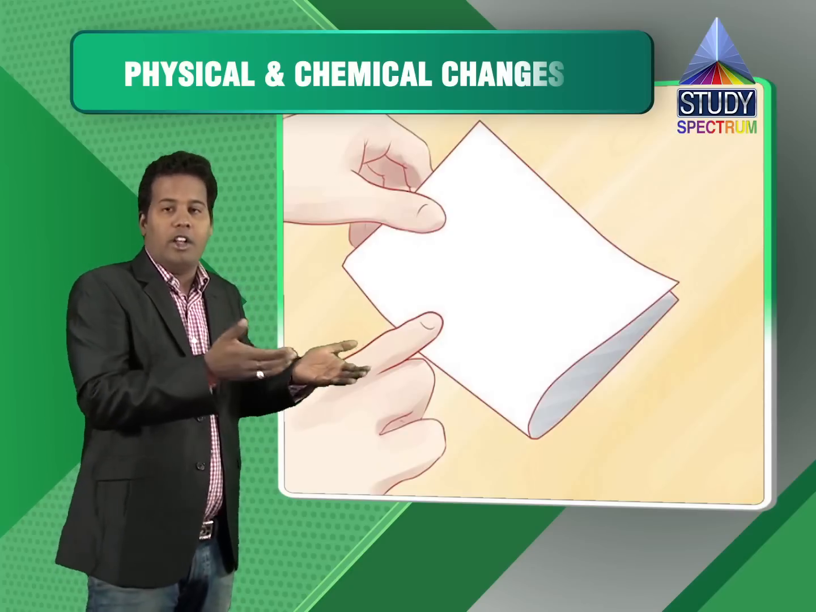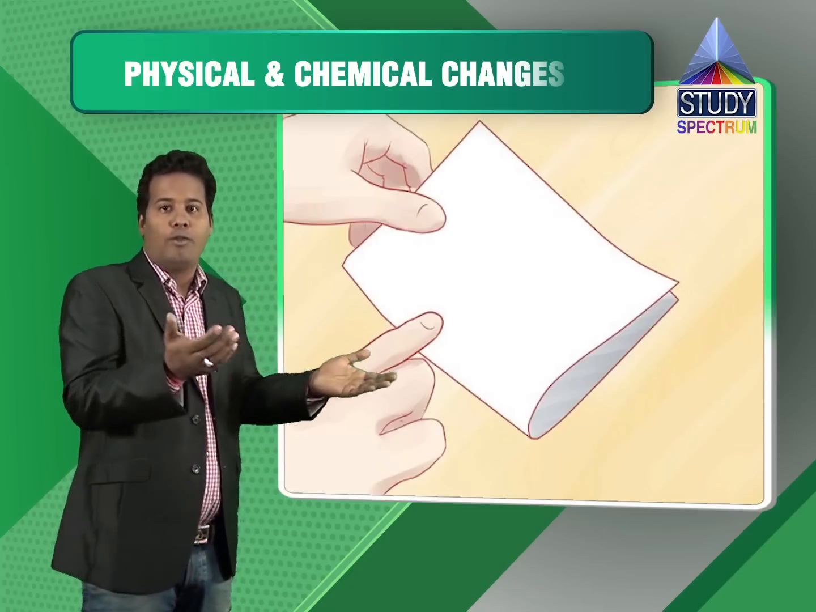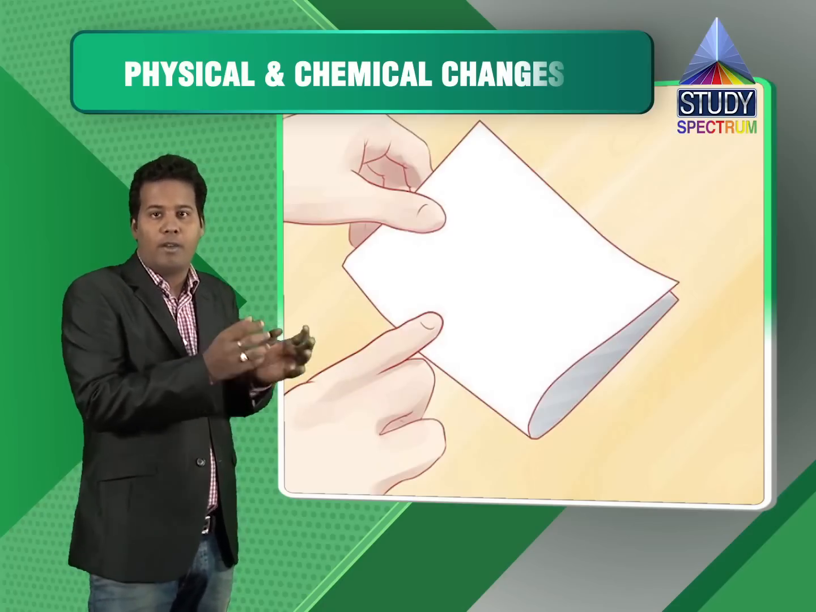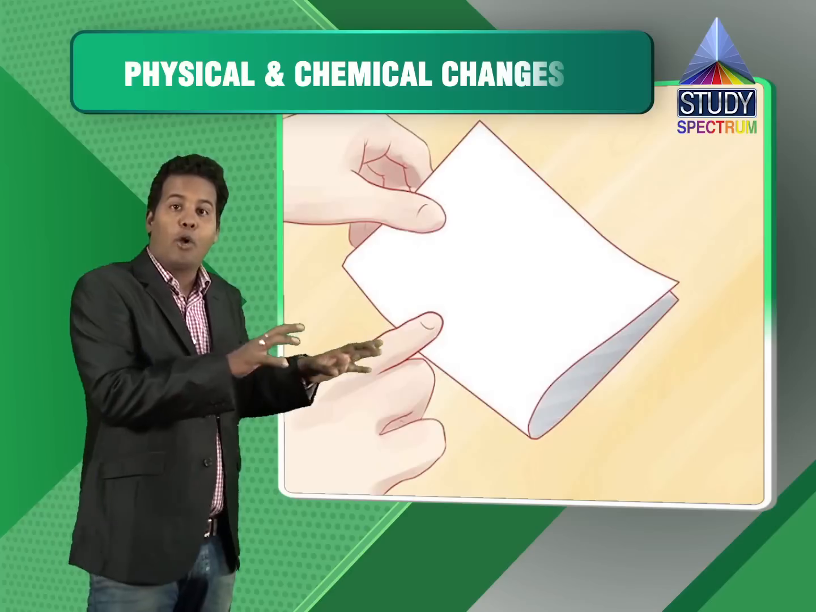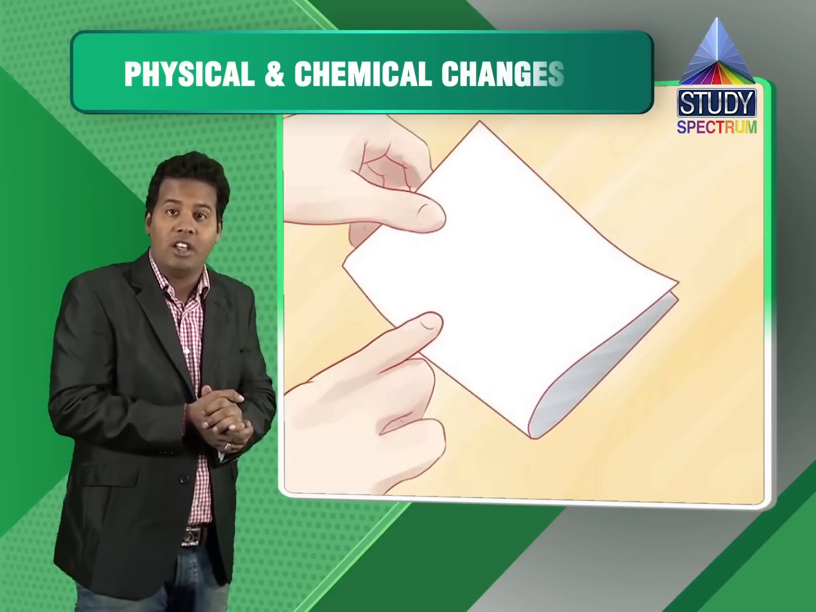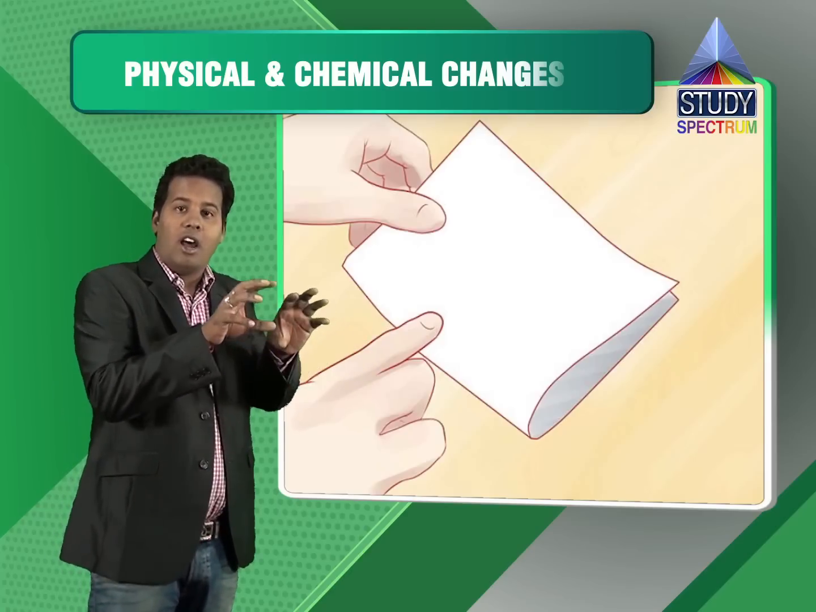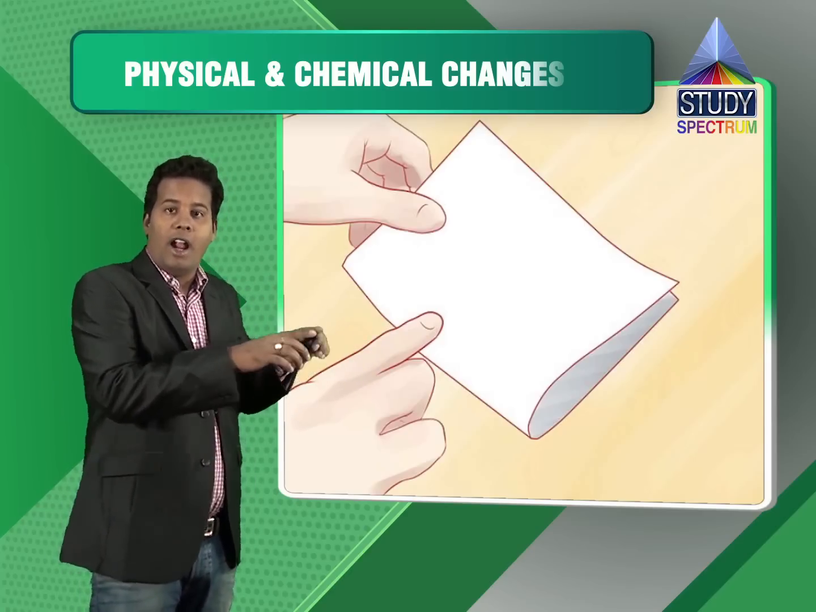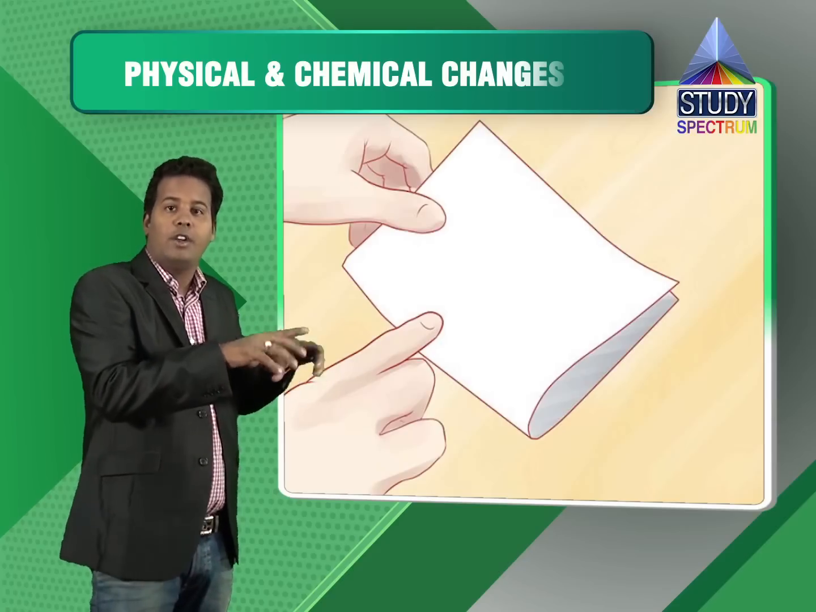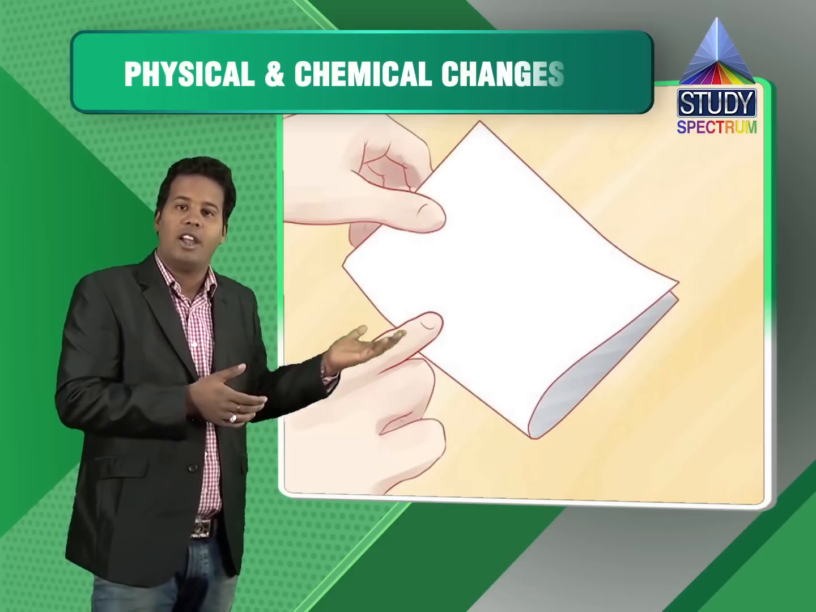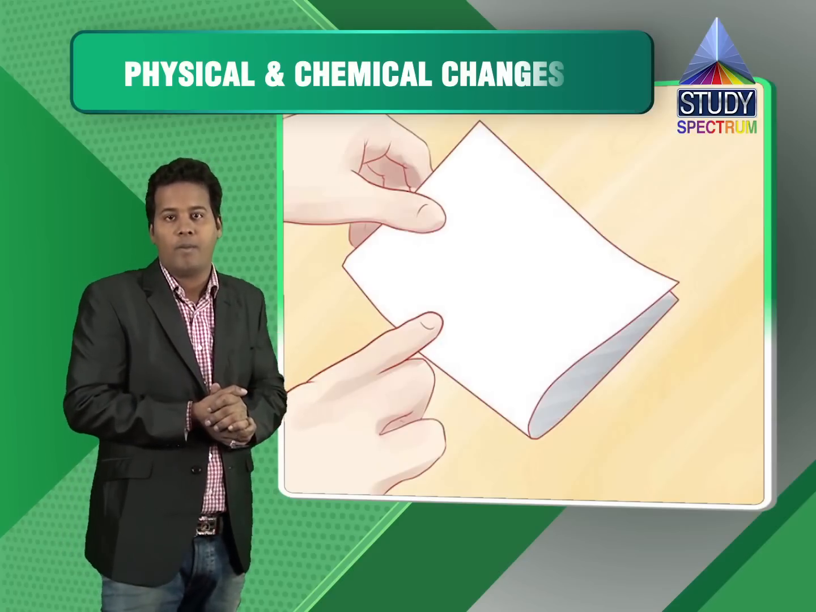Although it will obviously be difficult to form the same sheet of paper again from those tiny pieces, the properties have not changed. Those tiny pieces are still paper, and the earlier single sheet was also paper. So it is again an example of physical property.